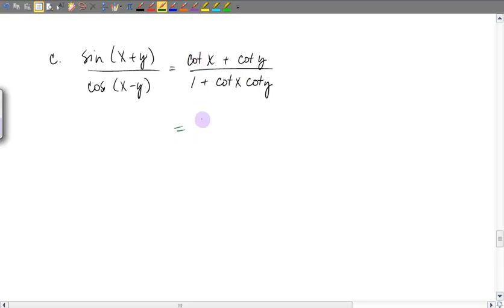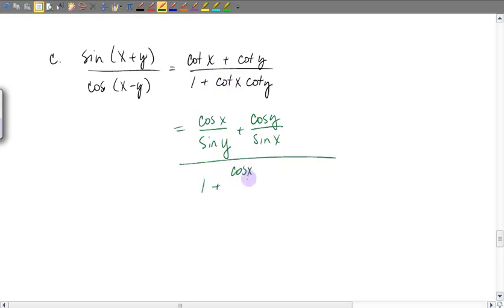So this term is going to be the cosine of x over the sine of y plus the cosine of y over the sine of x. In the denominator, I have 1 plus the cosine of x over sine of x times cosine of y over sine of y.